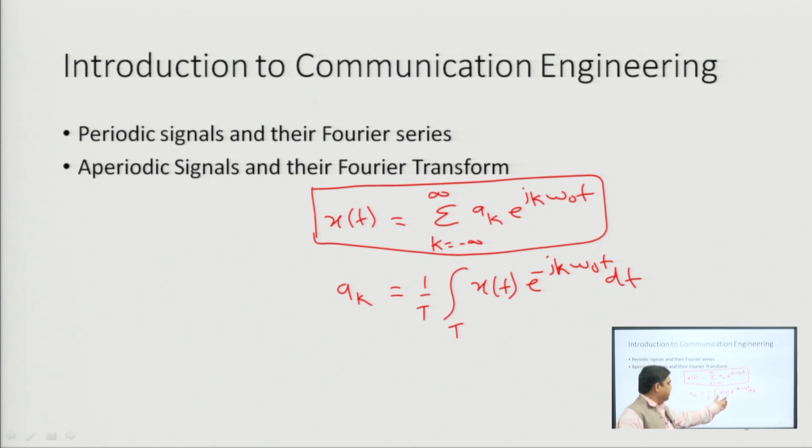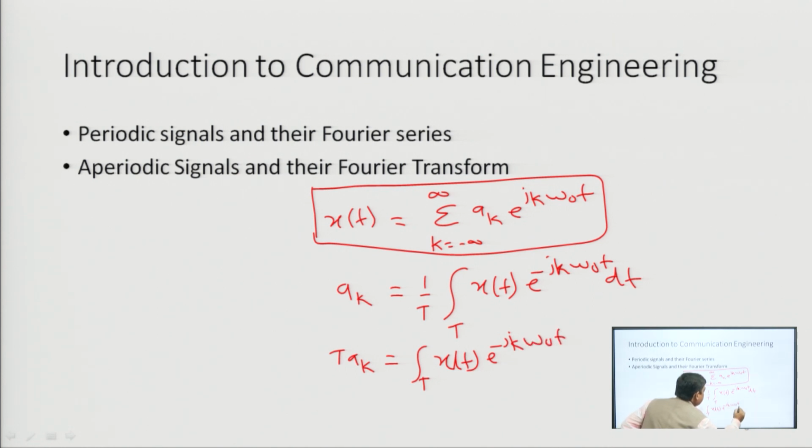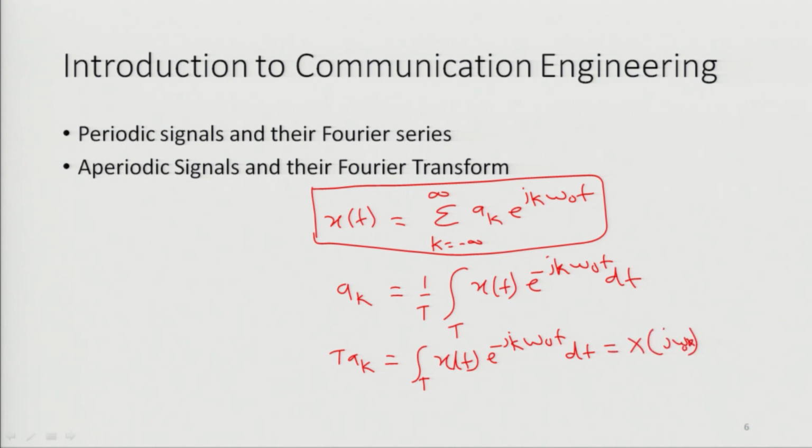To find the Fourier series of given x(t), that is in this term. And see here the coefficient a_k, if you multiply it with T, so T a_k equals the integral over T of x(t) e^(−jkω₀t) dt. This we can say is nothing but a function of jω₀k, it is a function of jω₀k. We can term it as X(jω₀k). Now, for periodic this can be given like this, and now come to the aperiodic signal.